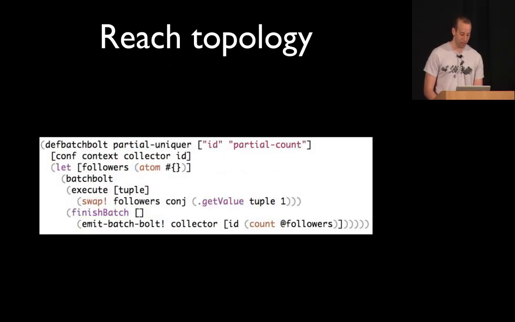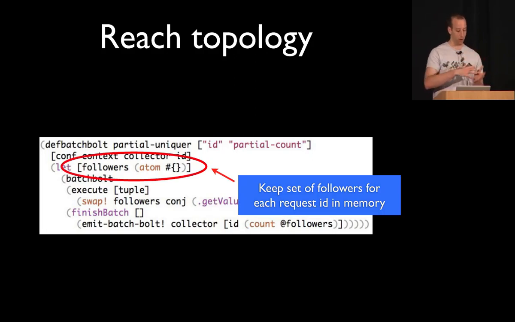Get tweeters and get followers are very straightforward. They take a tuple, and they just do something with just that one tuple. Partial distinct is a little bit more interesting because it actually has to process a batch of tuples. It needs to know what all the followers are that were sent to me for this request ID. So the way partial uniquer works is that you use this thing called a batch bolt. So def batch bolt partial uniquer, and this lets you process batches of tuples as a first class thing.